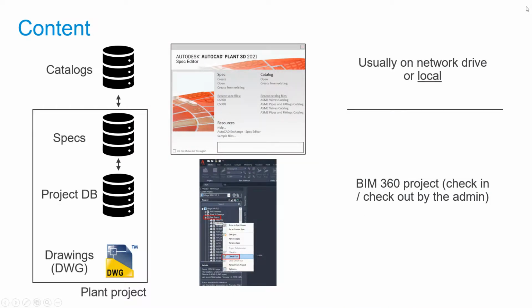For managing content when working with the cloud collaboration tools, usually, as you have seen it in the first video, the BIM 360 projects will use a check-in, check-out by the admin feature. It's still local. It will be changed locally and then saved to the cloud. For the catalogs, usually they are on a network drive or on local computers. They can be synced with any syncing tool available on the market.